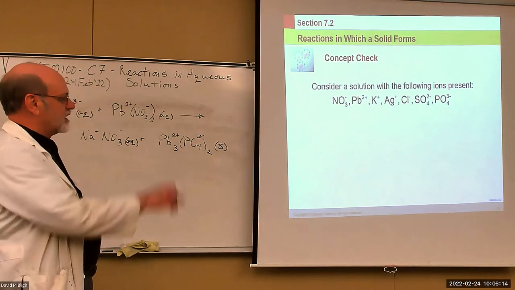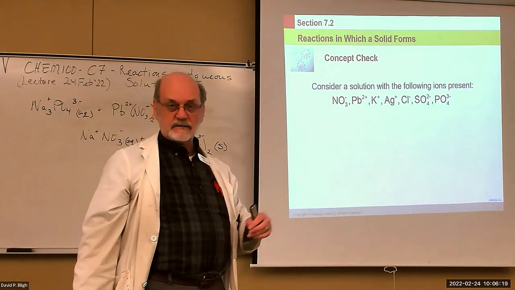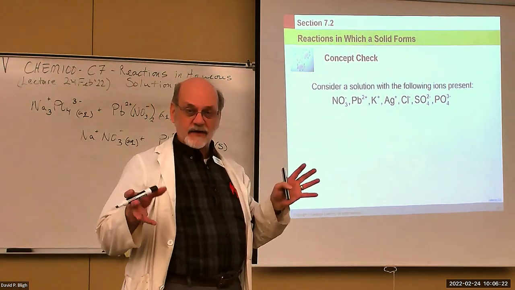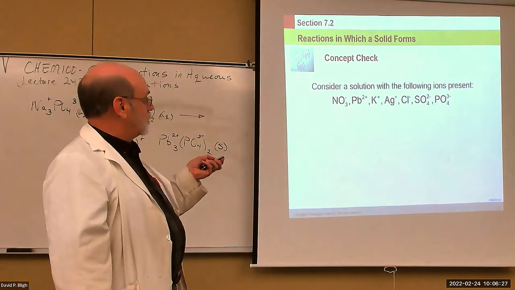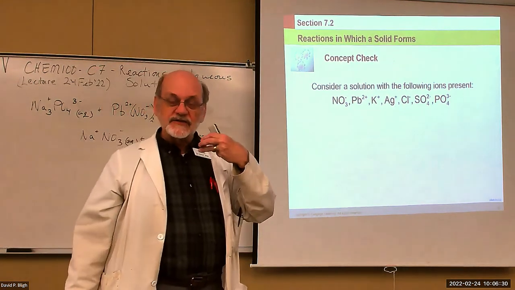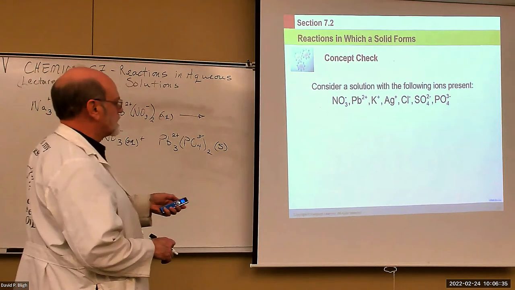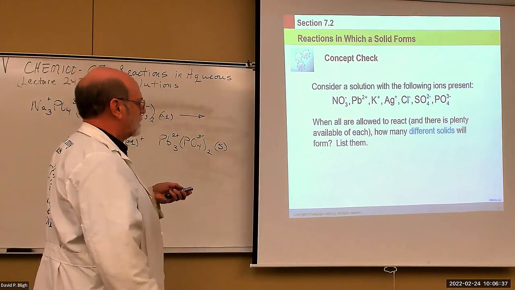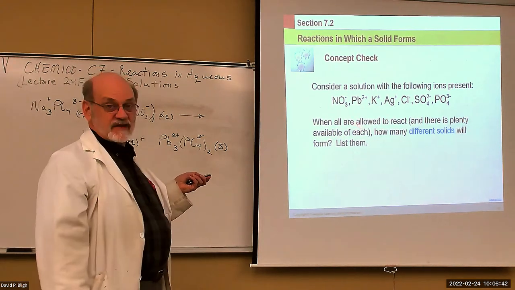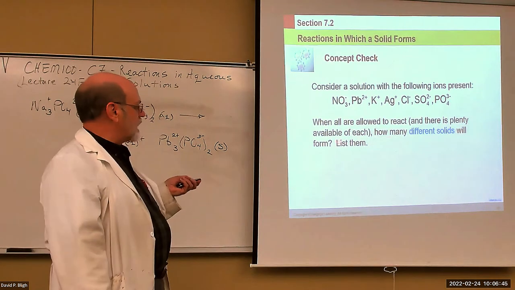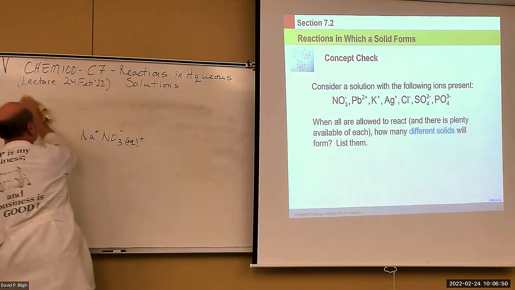Okay, in this case, we've got a solution with a complex of ions. It doesn't matter how they got in there together, they're there. Now we want to say, what solids could possibly form from this mixture? Let's see, is that the question? Yeah. When all of these are allowed to react, and there's plenty of each, how many different solids will form? So how do we approach this one?